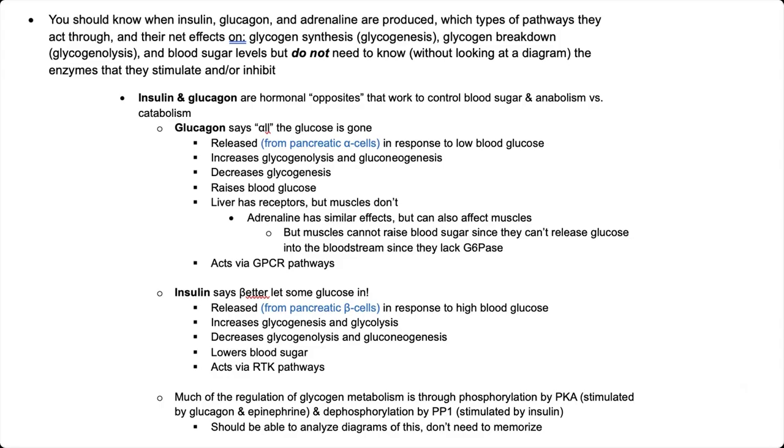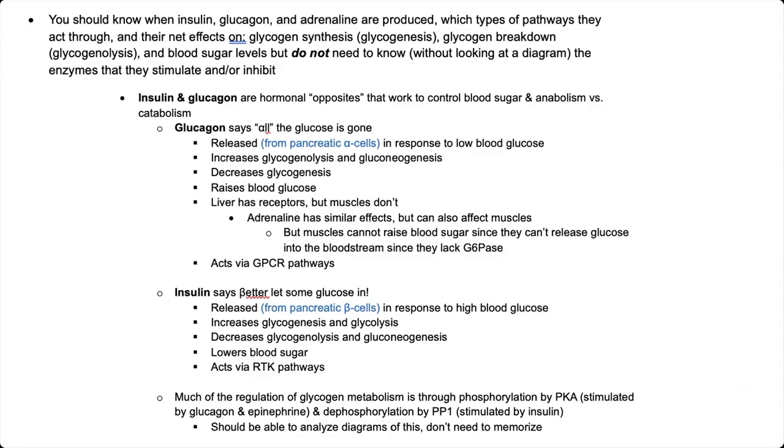So I like to remember glucagon says all the glucose is gone. It's going to be released and it's going to do things to increase the blood sugar. So it's going to increase glycogenolysis, so break down glycogen, and increase gluconeogenesis, so make more glucose. And the liver, remember, is going to be able to ship that out.